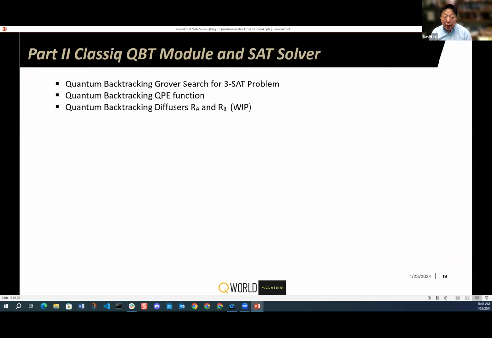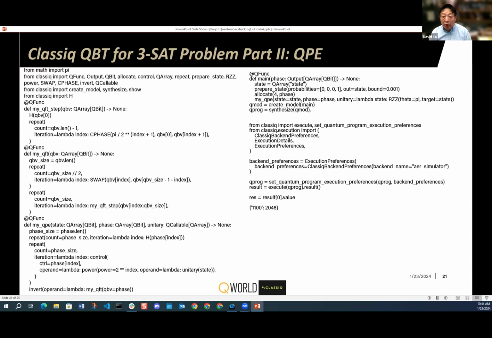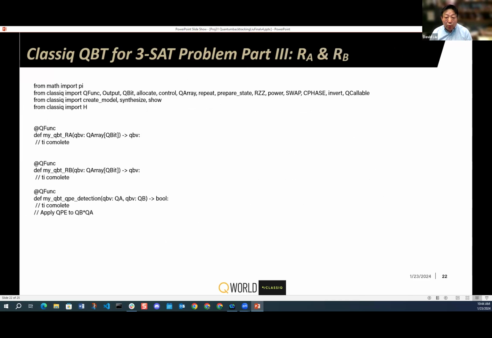And the second part is how to implement the QBT in Classiq. We didn't complete it yet, but here is some progress. We did the Grover search, and we're going to compare them. Then we did the QPE, the quantum phase estimation, to estimate the phase. We did that in Classiq. The last part is to implement the diffusers, also in Classiq. We're almost done, but not done yet.